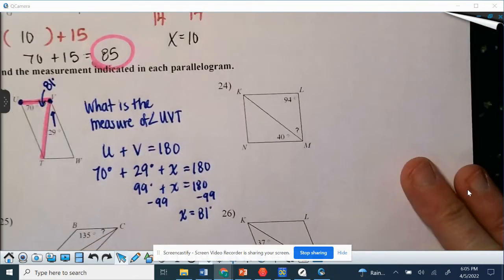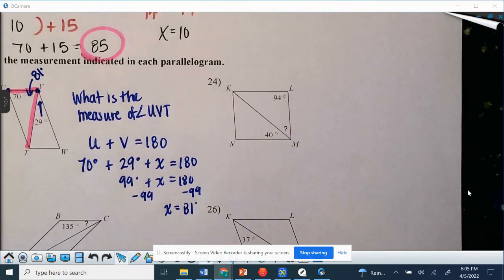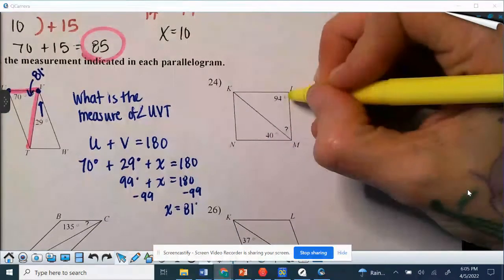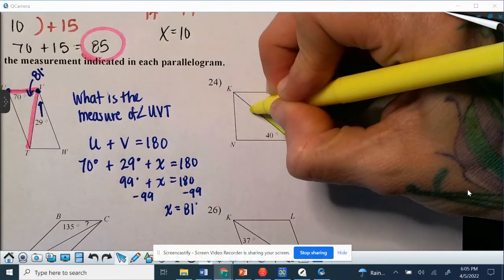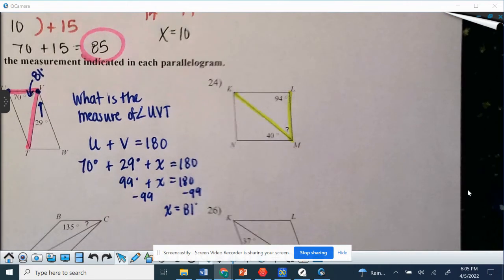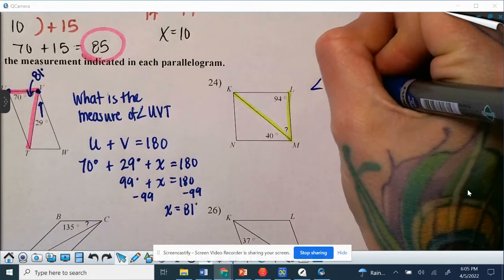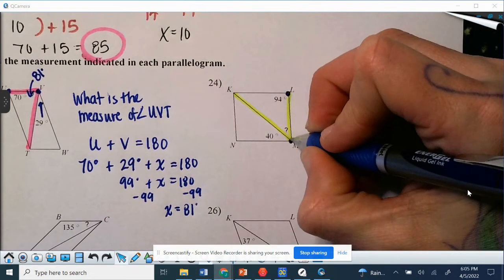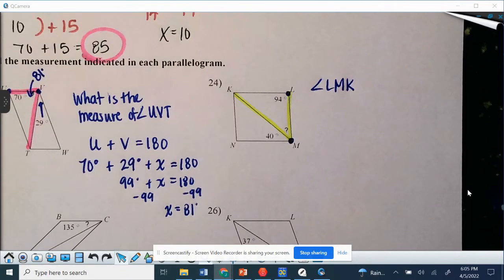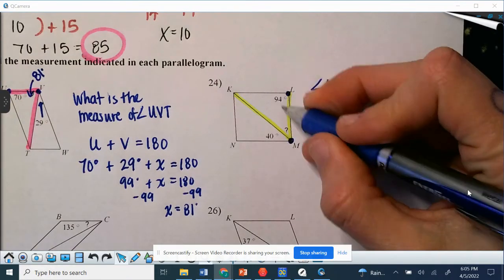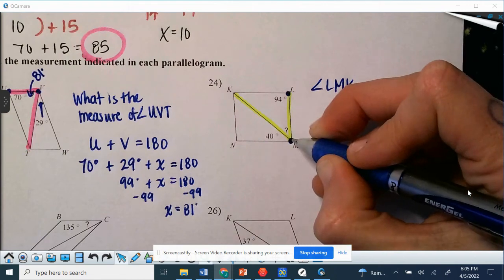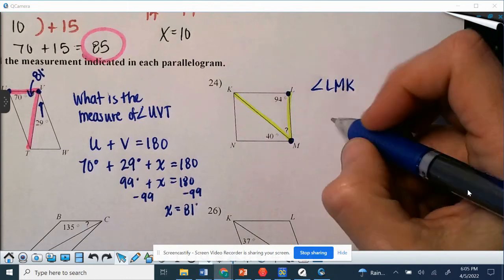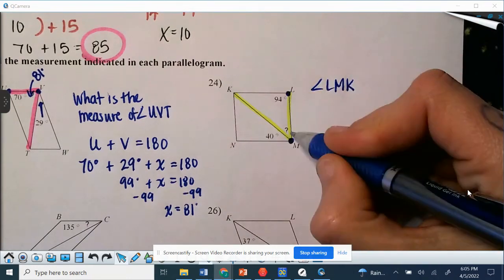All right, so coming over here to number 24. Again, not as much in this one, but trust me, in the future, it's LMK that we're looking for. So angle LMK is what we're looking for. I know that L is consecutive to M, or adjacent. They're side by side, right? So 94 plus this angle is going to give me our 180. So LMK is what we're looking for. That's our x value.